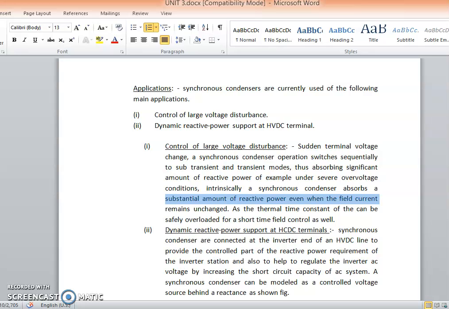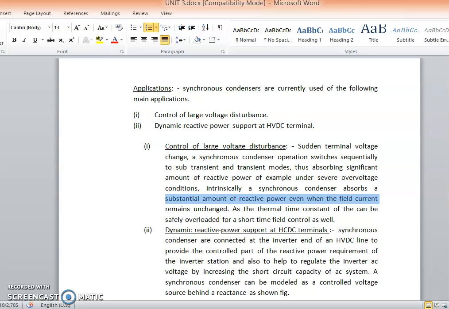For example, under severe overloaded condition, classically, a synchronous condenser absorbs a substantial amount of reactive power even when field current remains unchanged, as the thermal time constant allows it to be safely overloaded for a short time, with field control as well.